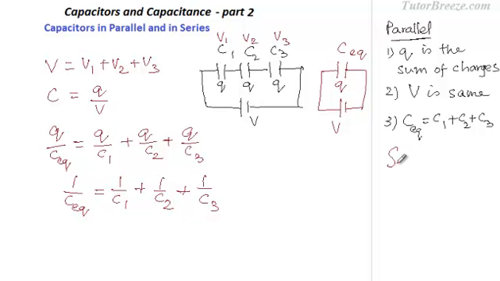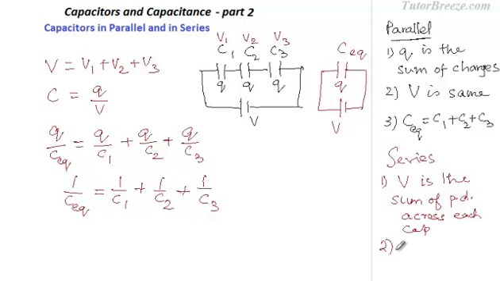We'll just summarize this once. So for the series combination, V across the equivalent capacitance is the sum of the potential differences across each capacitor. Q is the same in this case because the charge on one capacitor produces the same charge on the adjacent capacitor, and 1 over C equivalent is 1 over C1 plus 1 over C2 plus 1 over C3.